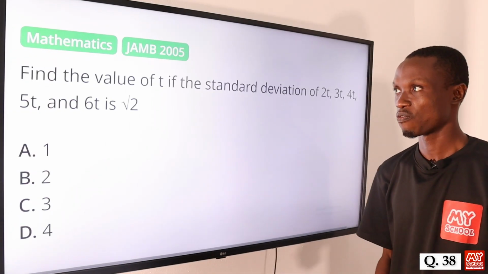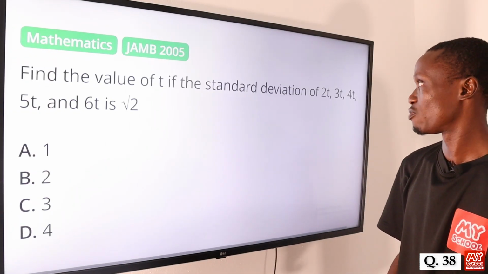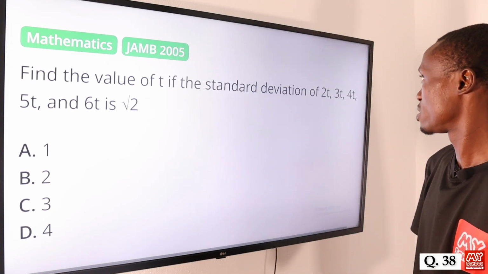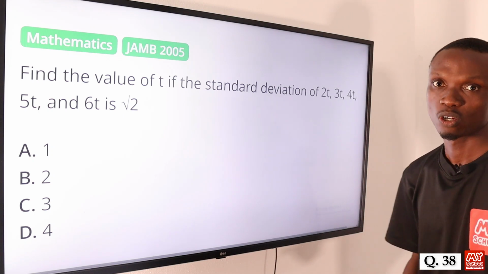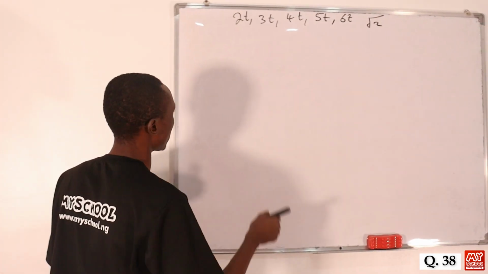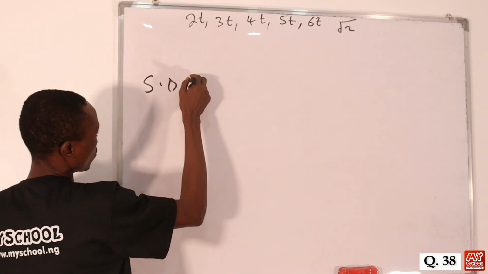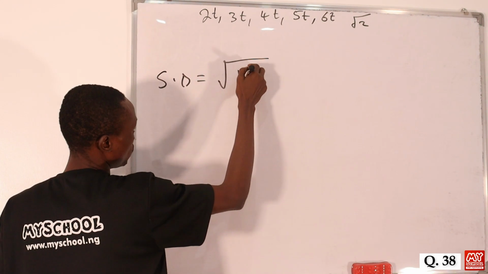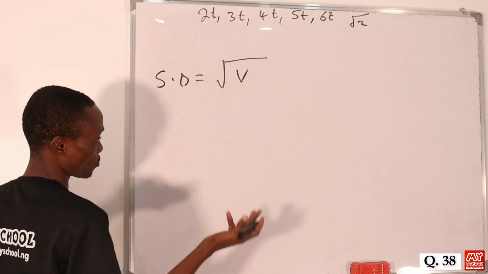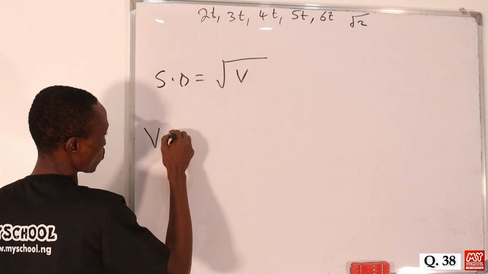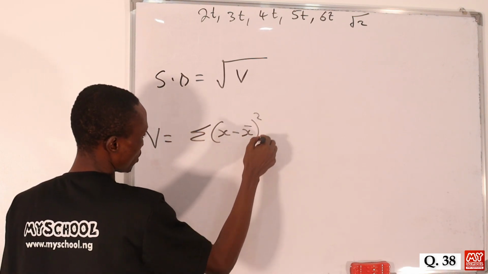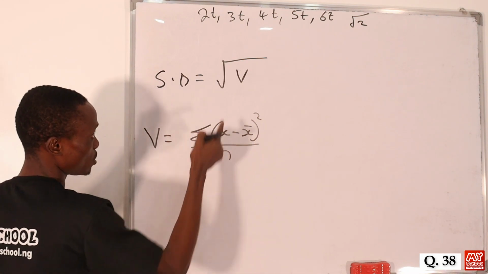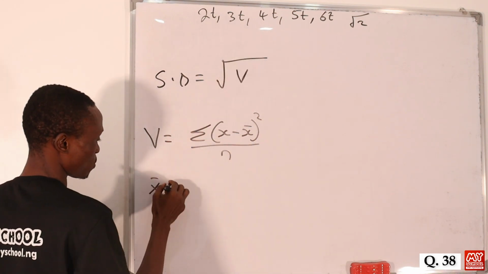Question 38. Find the value of t if the standard deviation of 2t, 3t, 4t, 5t, and 6t is √2. So let's move over to the board to provide answer to this question. So remember that standard deviation is equals to the square root of variance, right? So we have to calculate for variance. But remember that variance is equals to summation (x minus x bar) squared all over n. So here we need to calculate for x bar, which is mean.